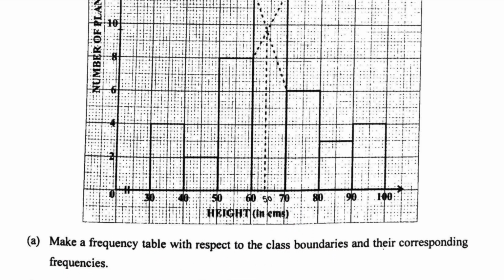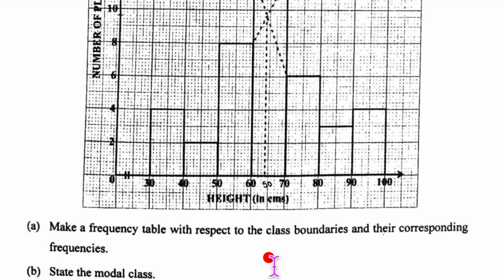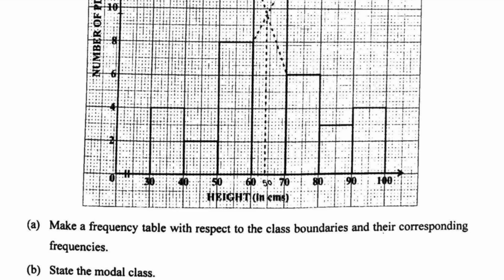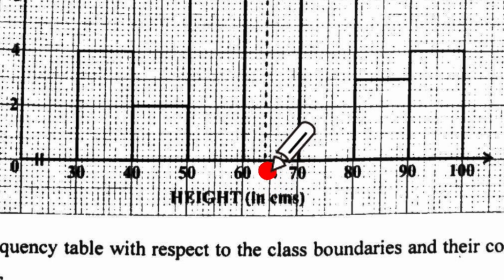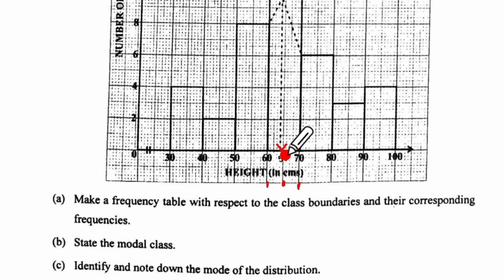They are asking, state the modal class. Identify and note down the mode of the distribution. Now let us read this. So you will see the mode is here. This is 60, this is 70, this is 65, but it is one division on the left, so that becomes 64. So 64 centimeter is the value of mode.